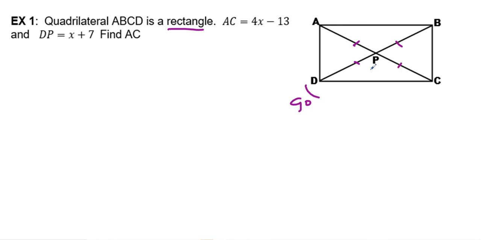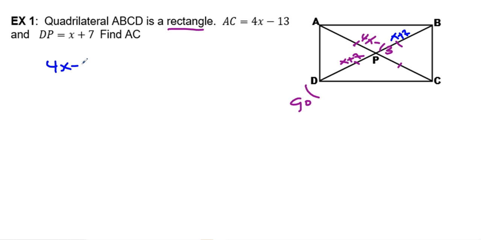So what we're going to do is fill in AC is 4x minus 13. There's 4x minus 13. That's the whole length. DP is just this, x plus 7. Just part of the length. Well, this is x plus 7. Over here is also x plus 7 because it's bisected. And since diagonals are congruent, this 4x minus 13 will equal the whole thing of DB, which is 2x plus 14. And that's what we're going to do.